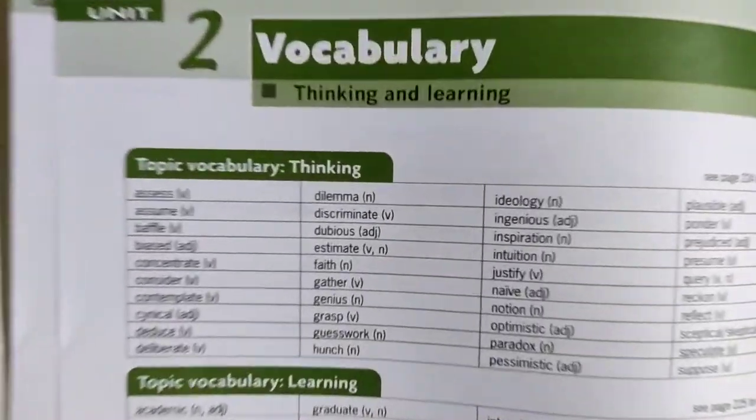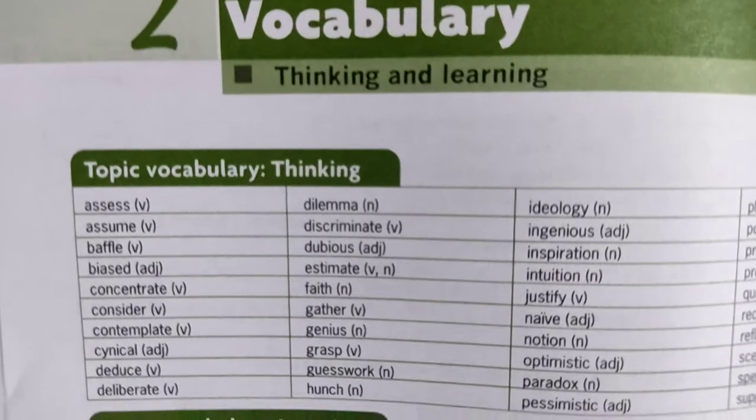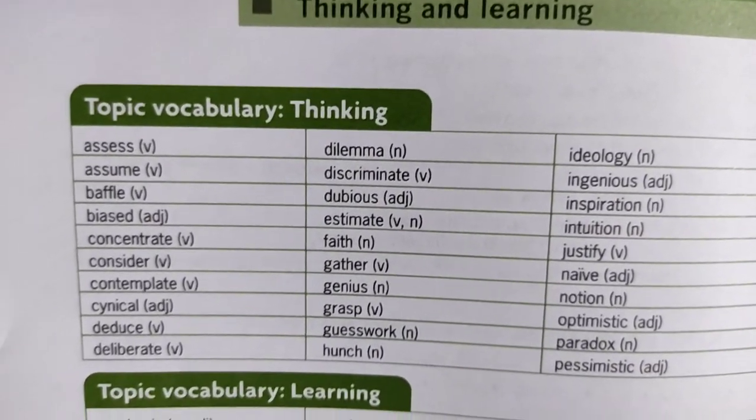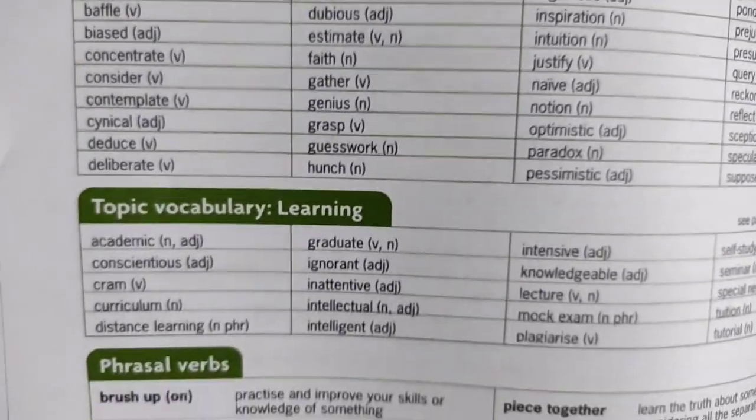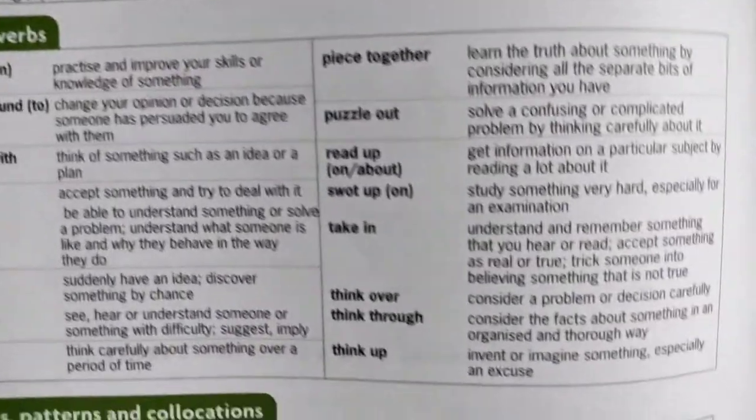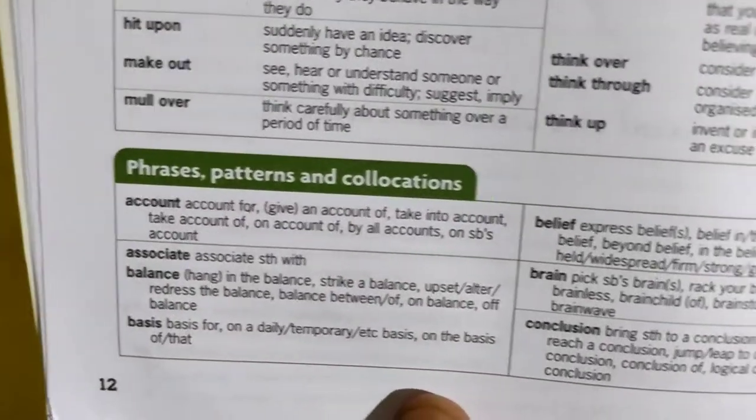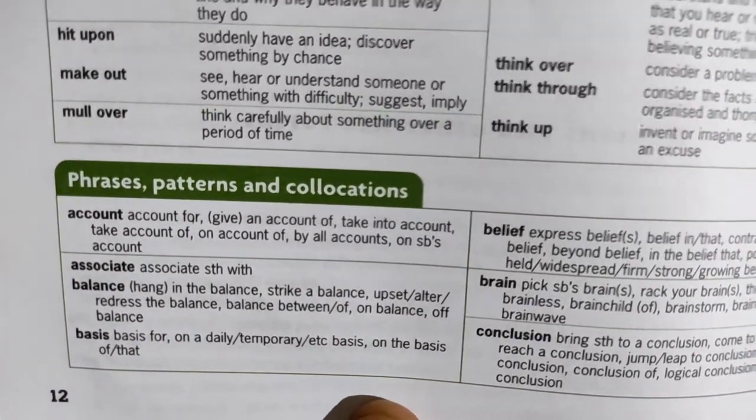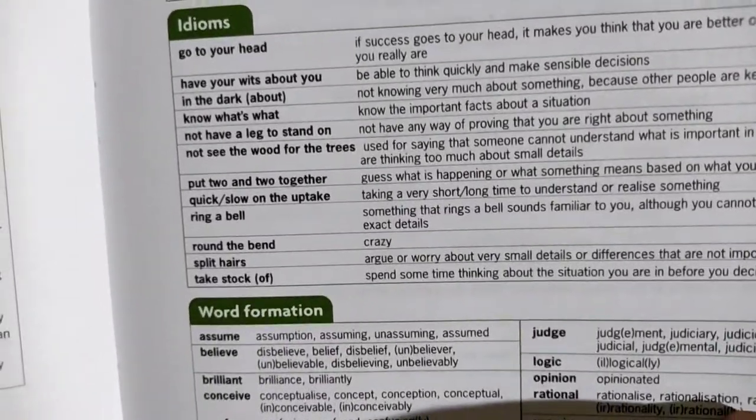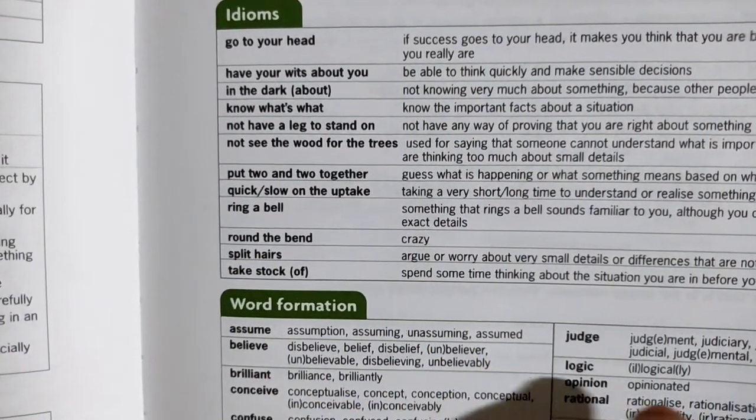Now, number 2 unit is vocabulary. In vocabulary, you have words here about thinking and learning. Topic vocabulary: thinking. Topic vocabulary: learning. Phrasal verbs. Here you have a list of phrasal verbs and definitions. Here you have other phrases, patterns and collocations. And here you have idioms related to this vocabulary unit 2.